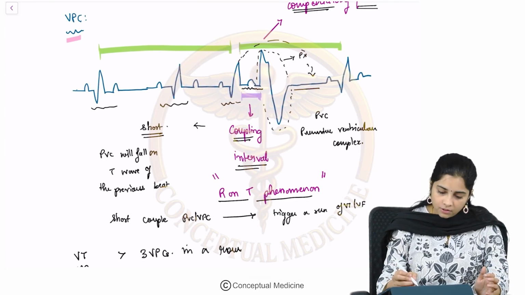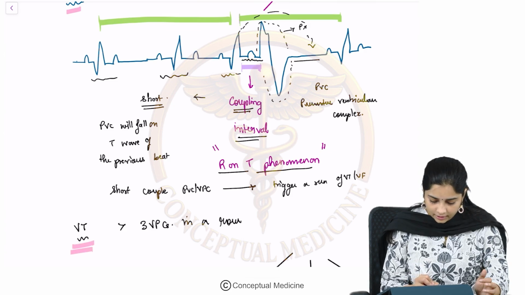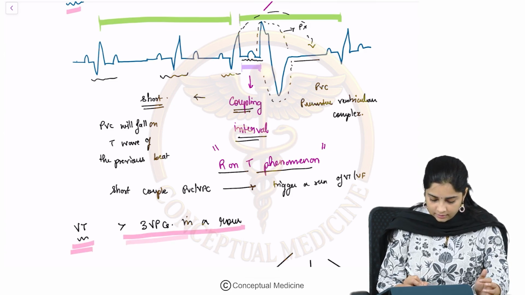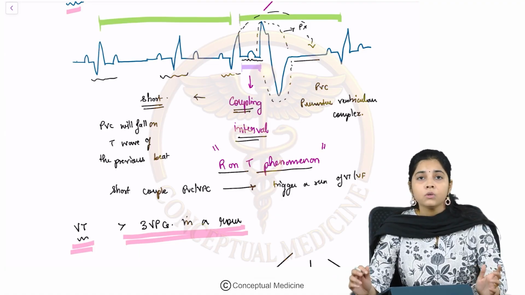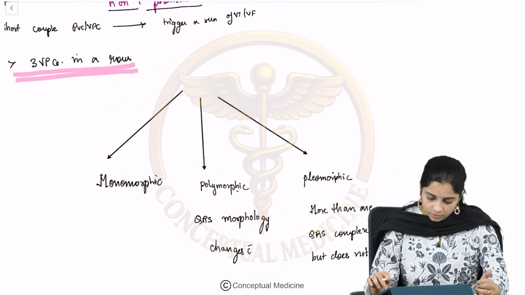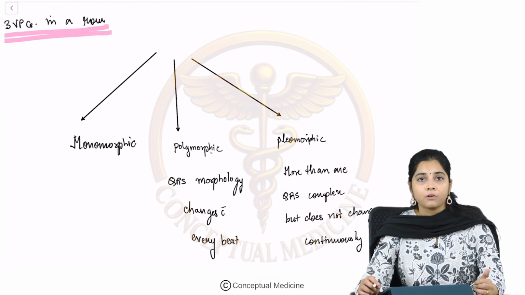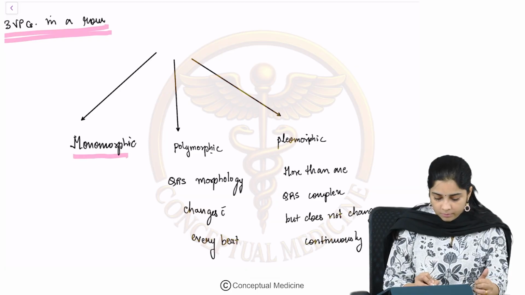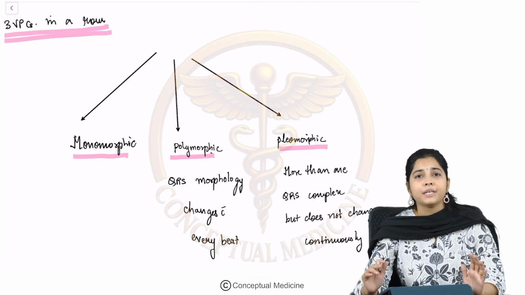Now, when do you call it a VT? You call it a ventricular tachycardia when there are more than 3 PVCs in a row. Now, let us look at how you classify this VT. Based on the morphology, it is classified as monomorphic, polymorphic and pleomorphic VTs.